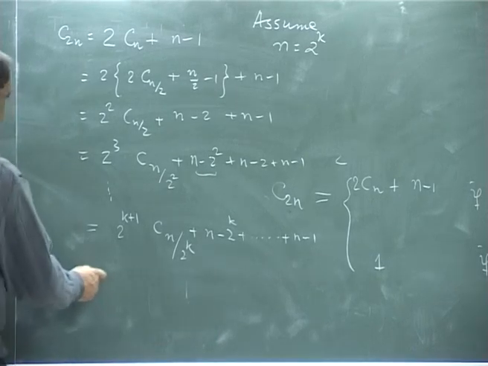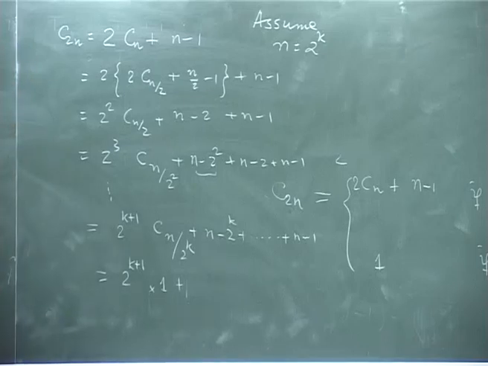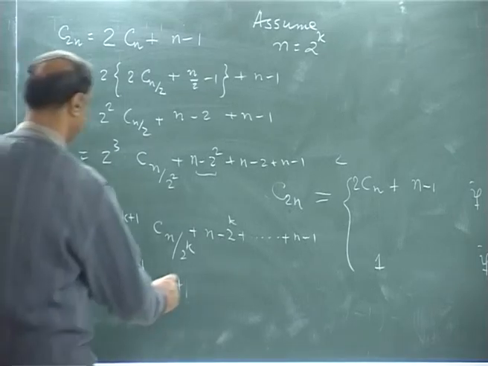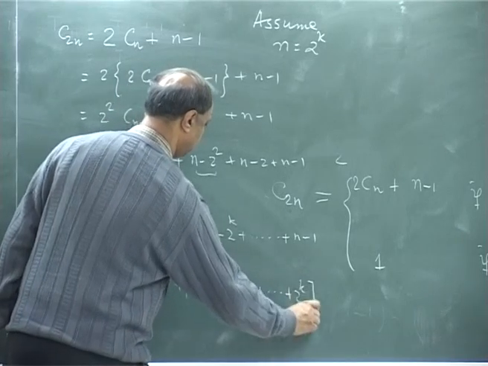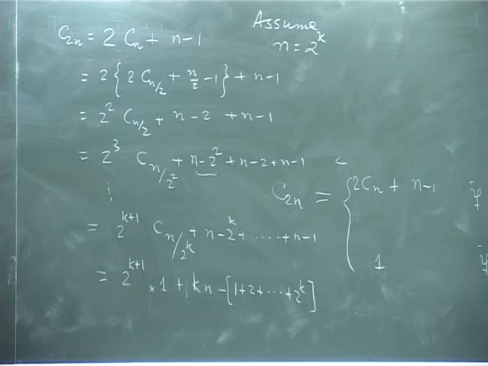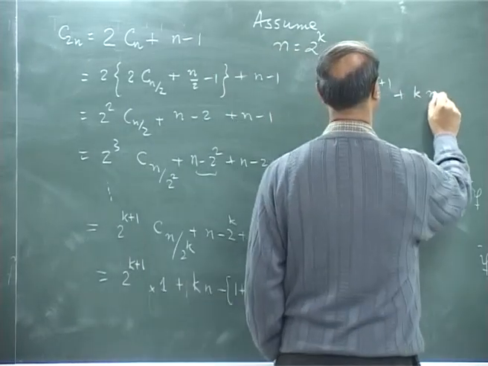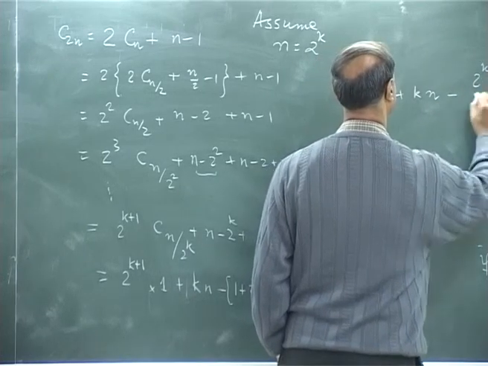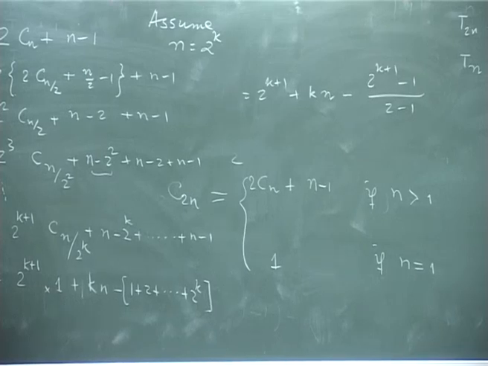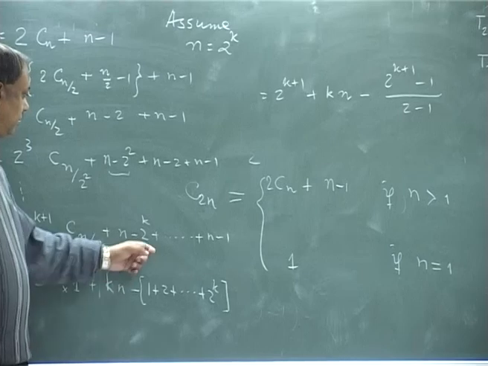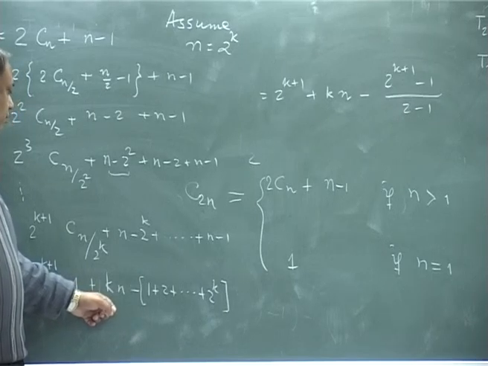So how many n's? K n's. Tell me. K plus 1. Where? This one? K plus 1. 2 to the power 0, 2 to the power 1. Yes.